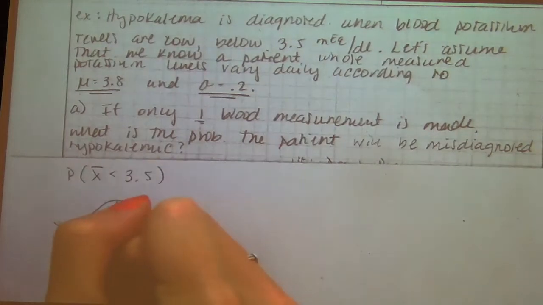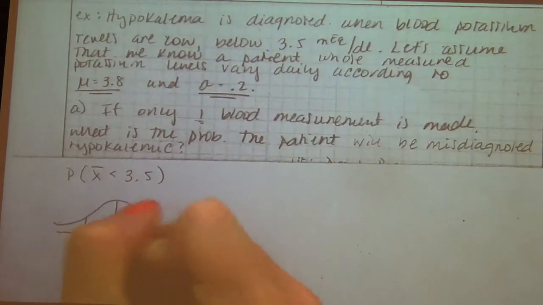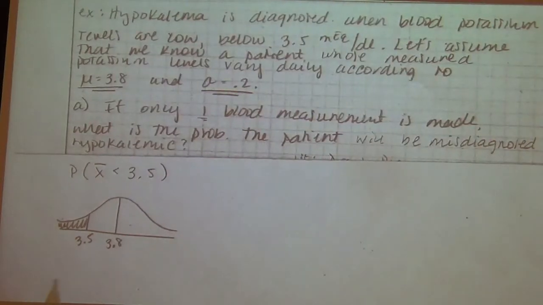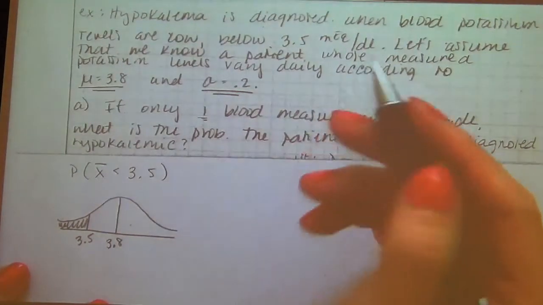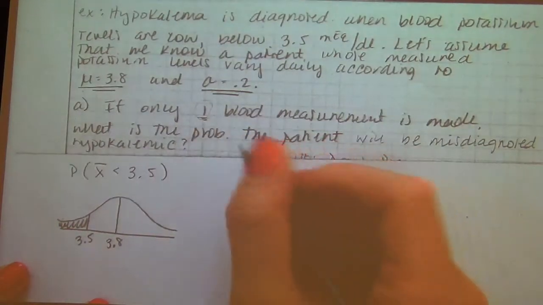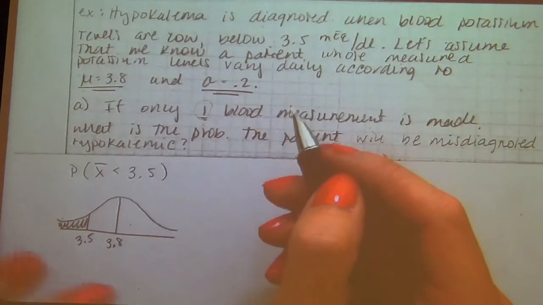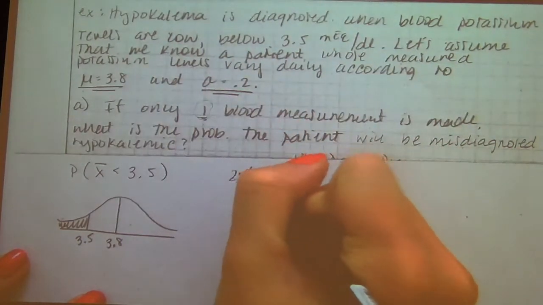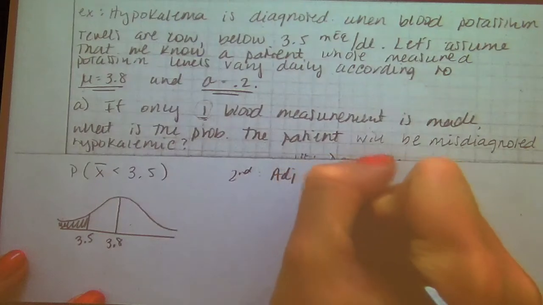Okay, 3.5 is below that, and we're finding the probability of being less than that. So we're looking at 3.5 or lower here. The next thing we need to do, since we have pulled the sample, this one blood measurement, is adjust our standard deviation, even though computationally it's actually going to look the same. But either way, we need to adjust the standard deviation.